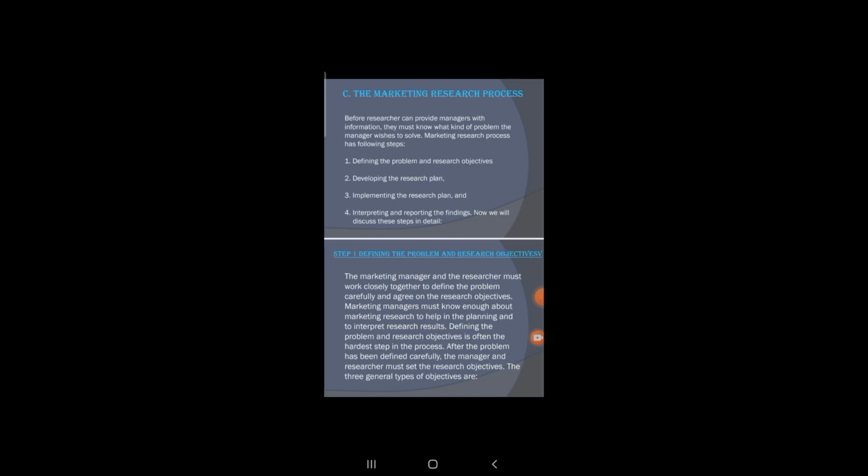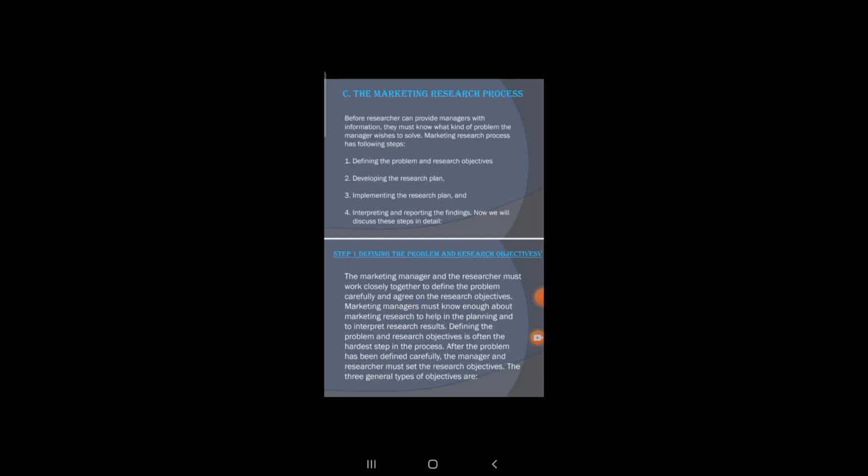Step 1, defining the problem and research objectives. The marketing manager and researcher must work closely together to define the problem carefully and agree on the research objectives. Marketing managers must know enough about marketing research to help in the planning and to interpret research results. Defining the problem and research objectives is often the hardest step in the process. After the problem has been defined carefully, the manager and researcher must set the research objectives.